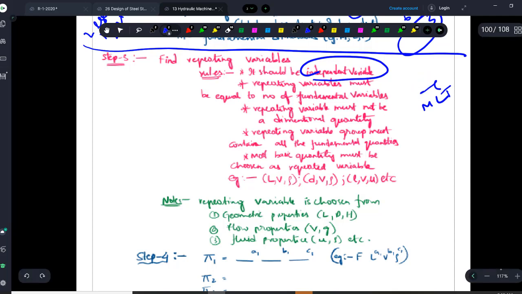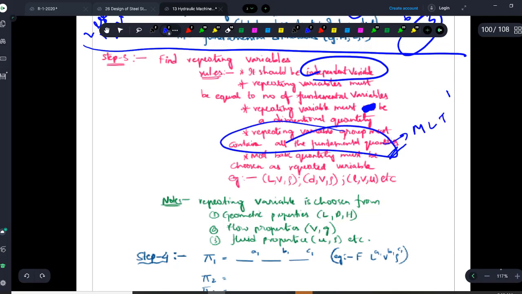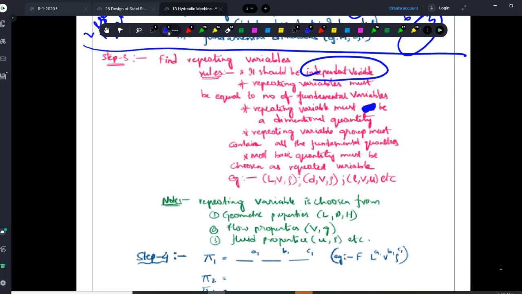Okay, and repeating variables must be dimensional quantities. Repeating variables must not be dimensionless. Repeating variables must be dimensional quantities. The repeating variable group must contain all fundamental quantities. A very important bit. This is the most important bit. M, L, T, all 3 should be present. The most basic quantities should be present. Okay, so don't take complex quantities. Select basic quantities so that it will be easy for you in substitution. But select in such a way that your 3 variables will have mass, L, T.